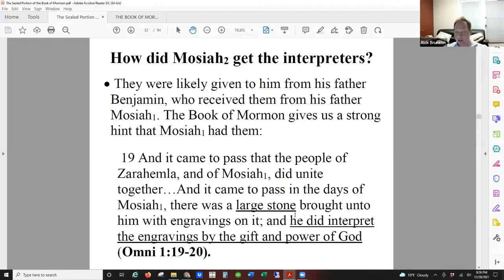So how did Mosiah the Younger get the interpreters? They were likely given to him from his father, King Benjamin, who likely received them from his father, Mosiah I. The Book of Mormon gives us a strong hint that Mosiah I had them in the Book of Omni. It says, "And it came to pass that the people of Zarahemla and of Mosiah did unite together. And it came to pass in the days of Mosiah the elder, there was a large stone brought unto him with engravings on it. And he did interpret the engravings by the gift and power of God." So he was likely using this interpreter even before his grandson had it to interpret the 24 plates.